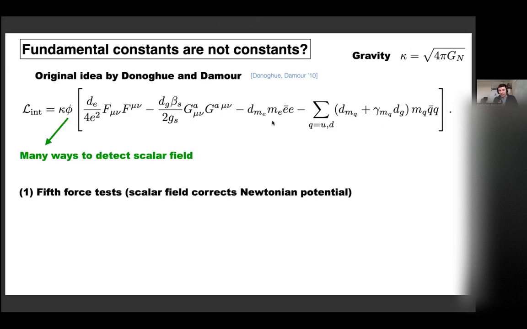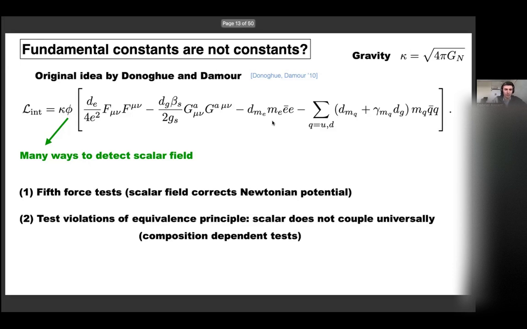One of the ways you can test this is, of course, that you're introducing a new long-range force through the scalar field. So you can make tests through fifth force experiments, essentially, because you know that the scalar field will contribute some part of the Newtonian potential and will correct it in some way. And you can put stringent bounds on such couplings with these tests. So that's one way. Another way would be violations of the equivalence principle.